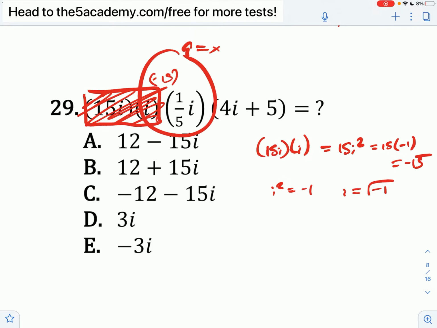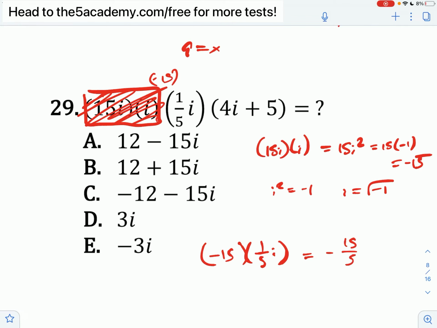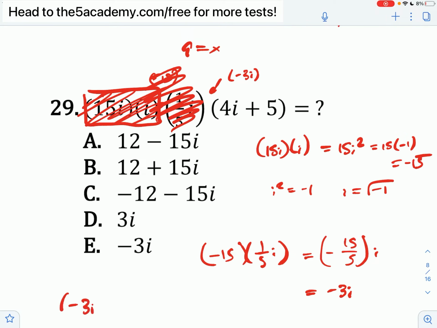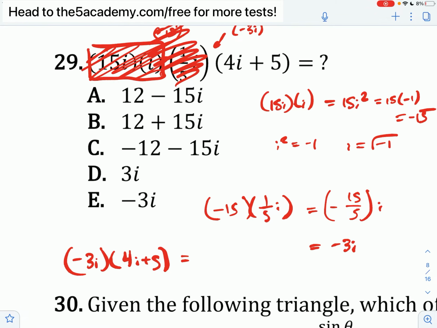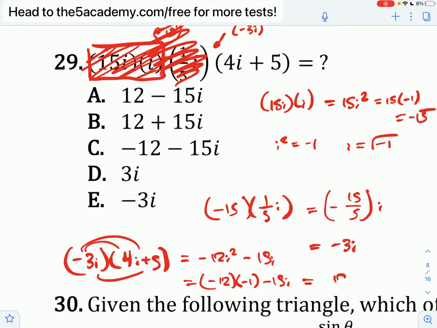Okay? And then -15 times 1/5 i is just -15 over 5 times i. -15 over 5 is going to just be -3. So -3i. Okay, so this whole front thing we've reduced to -3i. Now -3i times 4i plus 5 is equal to, we just essentially distribute. So -3i times 4i is -12i squared. -3i times 5 is -15i. We remember that i squared is just the same thing as -1, so -12 times -1, -15i is equal to 12 minus 15i.